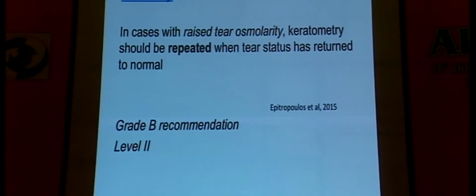Remember to lift up the upper lid, a very simple test to check for conjunctival staining. And biometry, in cases with raised tear osmolarity, the keratometry should be repeated when tear status has returned to normal. This is a grade B recommendation. Very important to note, if your biometry is not consistent, you treat the dry eye first, ask the patient to come back again, and repeat the biometry.